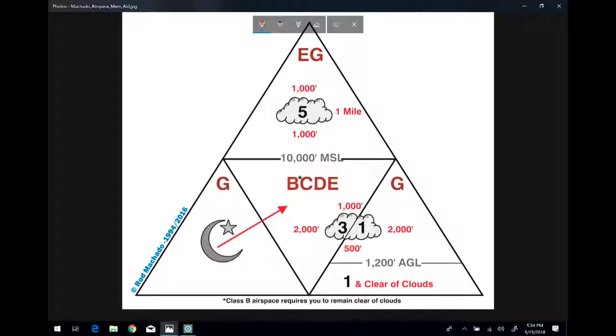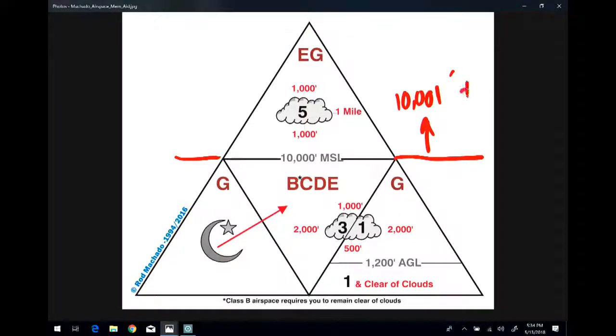All right, so now that you've paused this, we're going to talk about this here right now. So this line right here, above this, you have 10,001 feet plus. Below this line is everything below 10,000 feet MSL. Okay? So that's what that 10,000 MSL piece means right there.